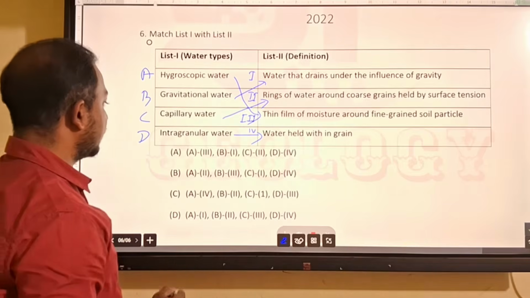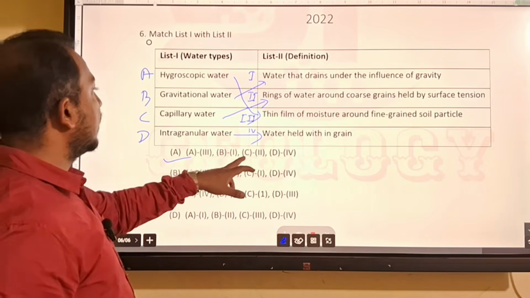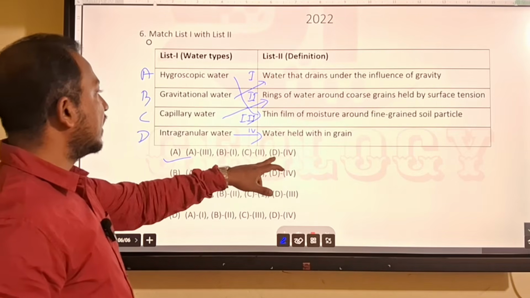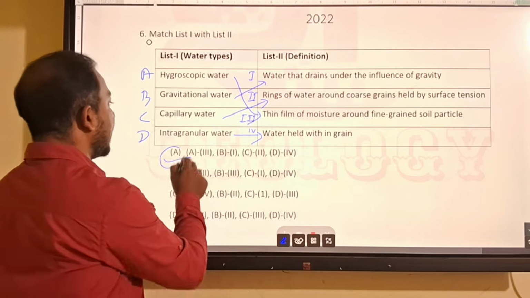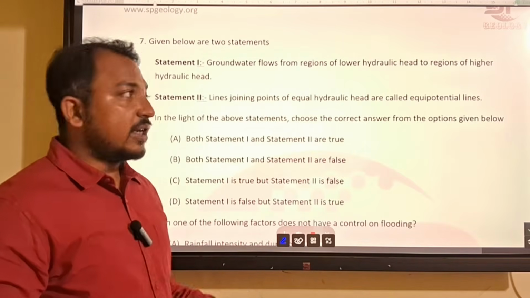So A is third. There is only one option having A is third. Then B is 1, C is second, D is fourth. So option A will be correct. So let's come to another question.